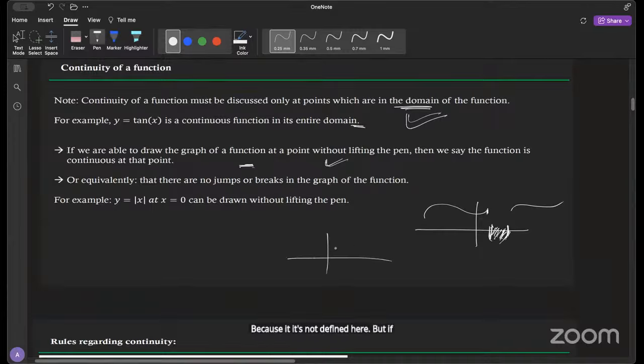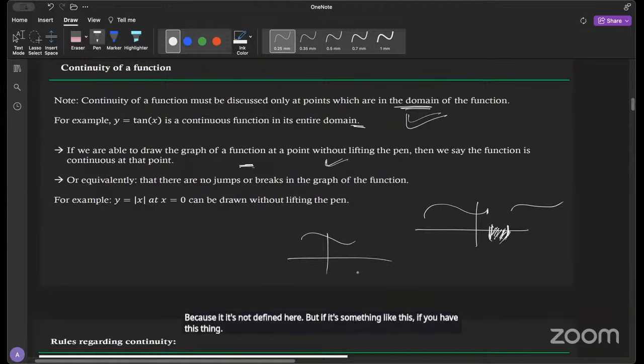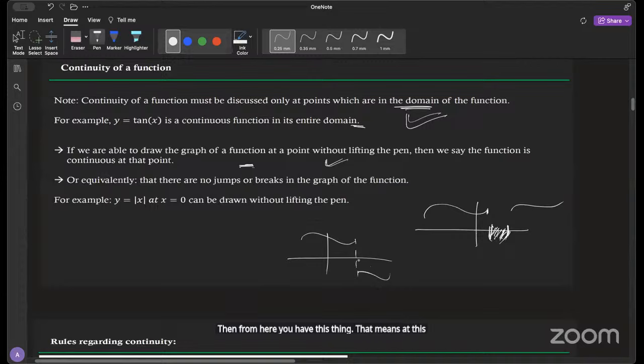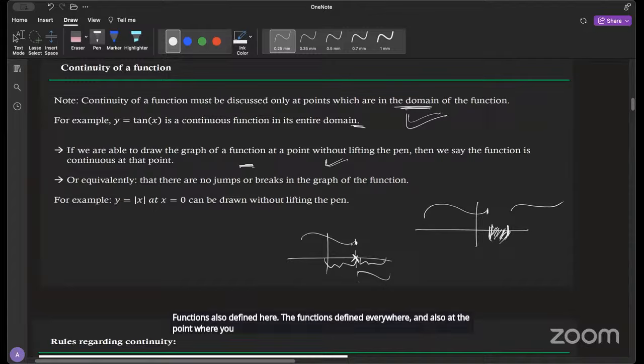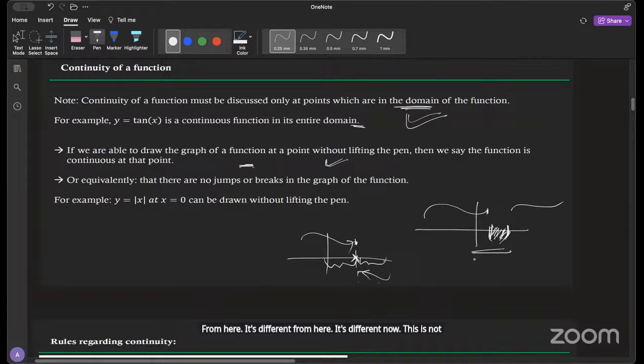But if it's something like this, if you have this thing, then from here you have this thing. That means at this point, it doesn't mean that it's not defined here. Your function is defined here. The function is also defined here. The function's defined everywhere, including the point where you have to check the continuity, but your limits are different from here and from here. Now, this is not the same case as this, right?